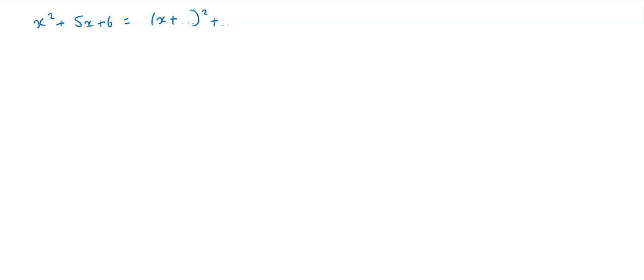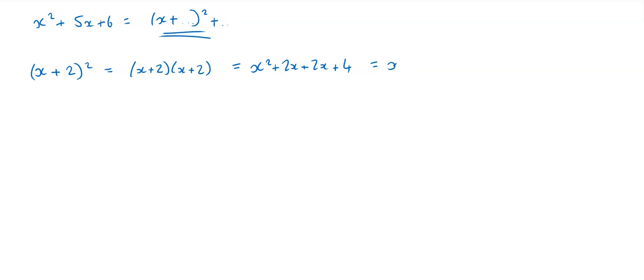So the way we're going to do this, first we're going to look at the perfect square part of this. And we're just going to take some examples. (x plus 2) squared. Now we know that this means (x plus 2)(x plus 2). If we expand this, we get x squared plus 2x plus 2x plus 4, which is x squared plus 4x plus 4.